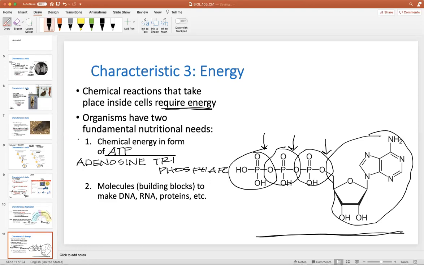So that's one type of energy that cells need. A second type of energy that cells need is they need some building blocks, some Legos, if you will, in order to make other cells. So things like DNA, RNA, and proteins, okay? So cells require energy.